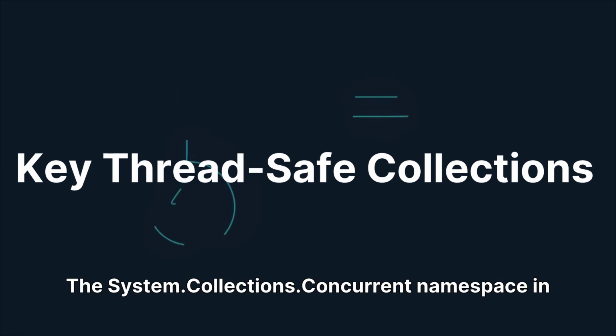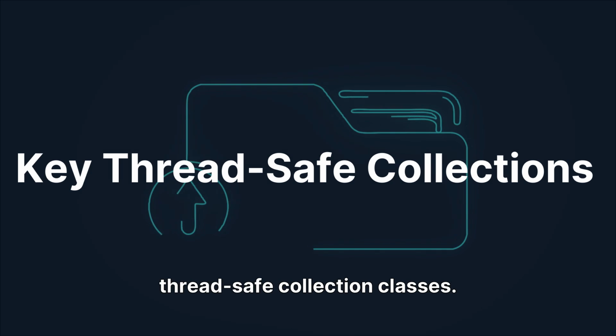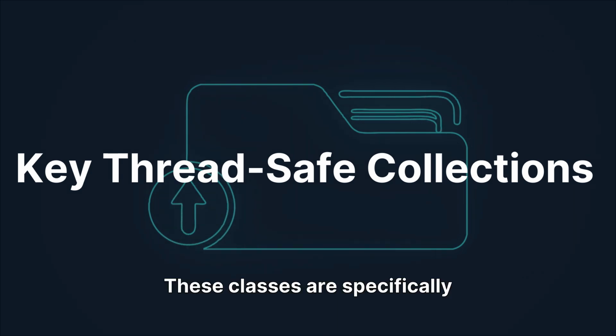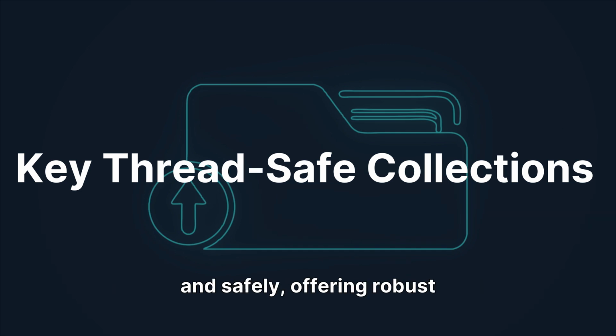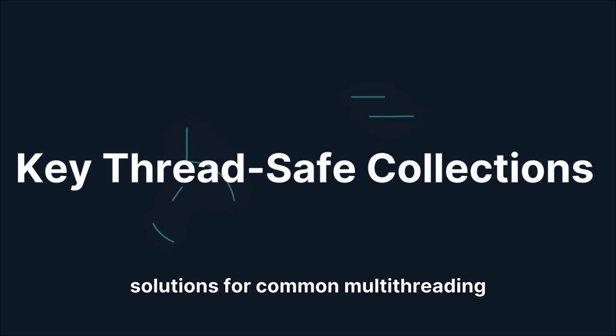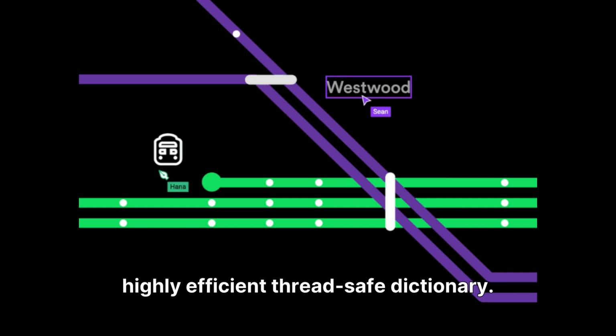The System.Collections.Concurrent namespace in C# provides several key thread-safe collection classes. These classes are specifically designed and optimized to handle concurrent operations efficiently and safely, offering robust solutions for common multithreading patterns. ConcurrentDictionary<TKey, TValue> is a highly efficient thread-safe dictionary.